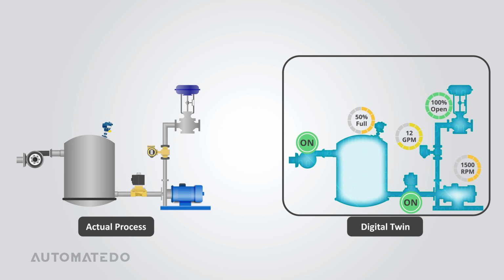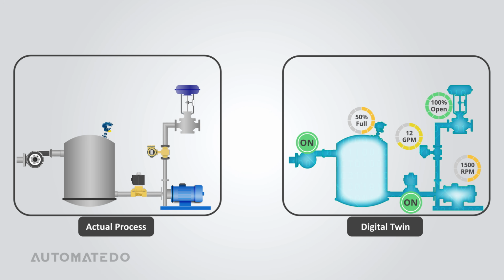Now, you can break down the digital twin concept, which is built on 3 parts. First up is the physical object or process, simply doing its thing in the real world.